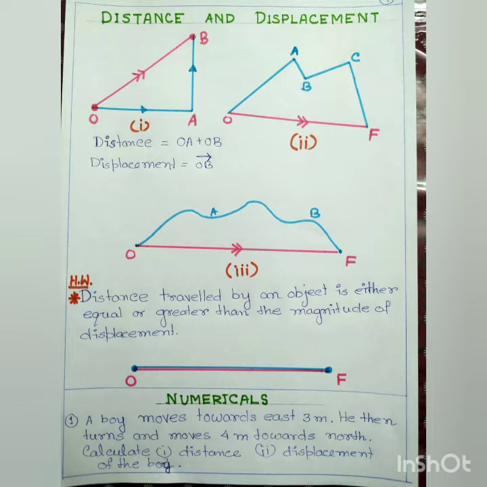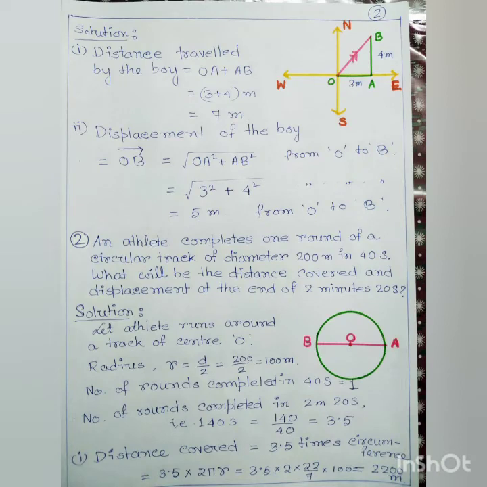First numerical: a boy moves towards east 3 meter. He then turns and moves 4 meter towards north. We have to calculate the distance traveled by the boy and the displacement of the boy. Now let us solve the problem. Here O is the initial or the starting point.